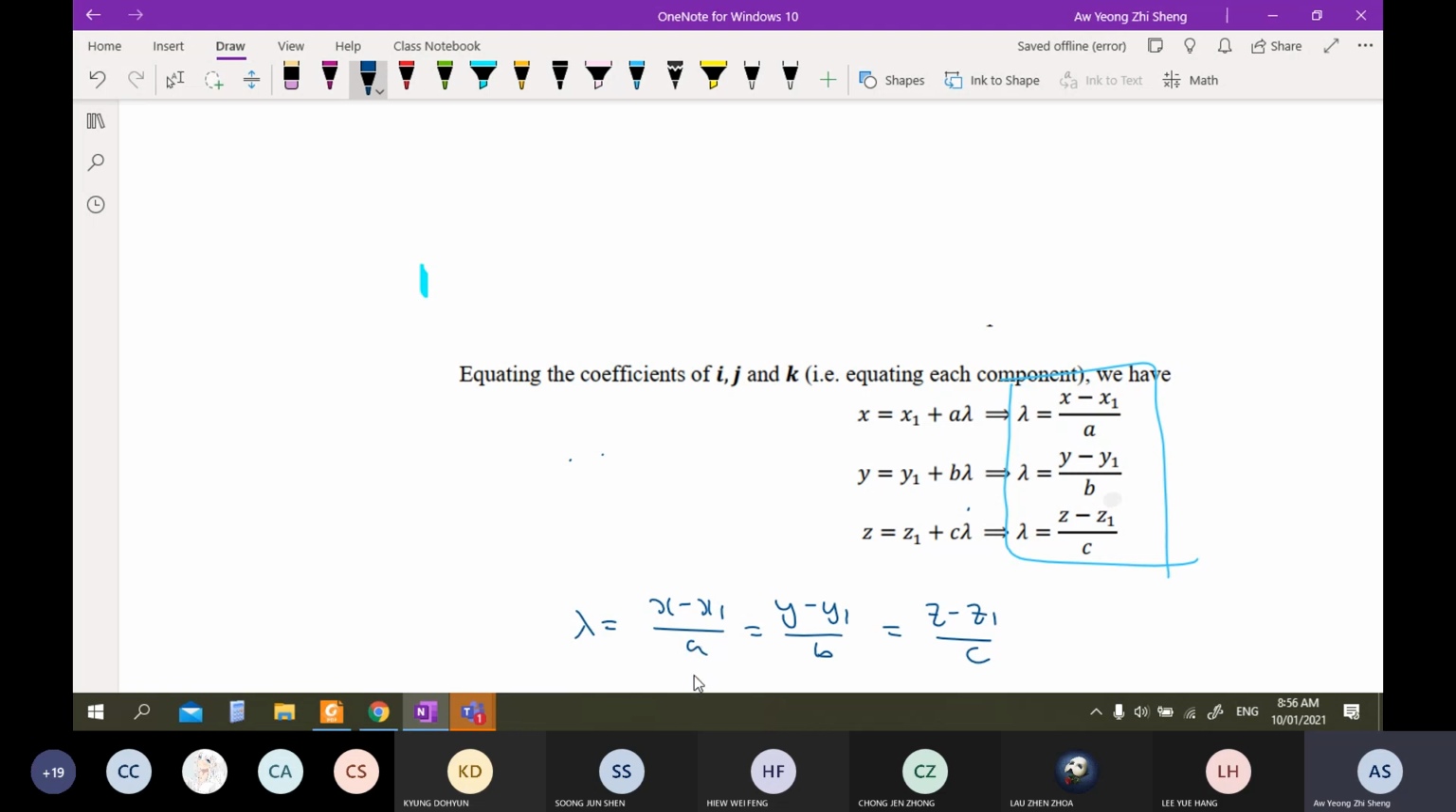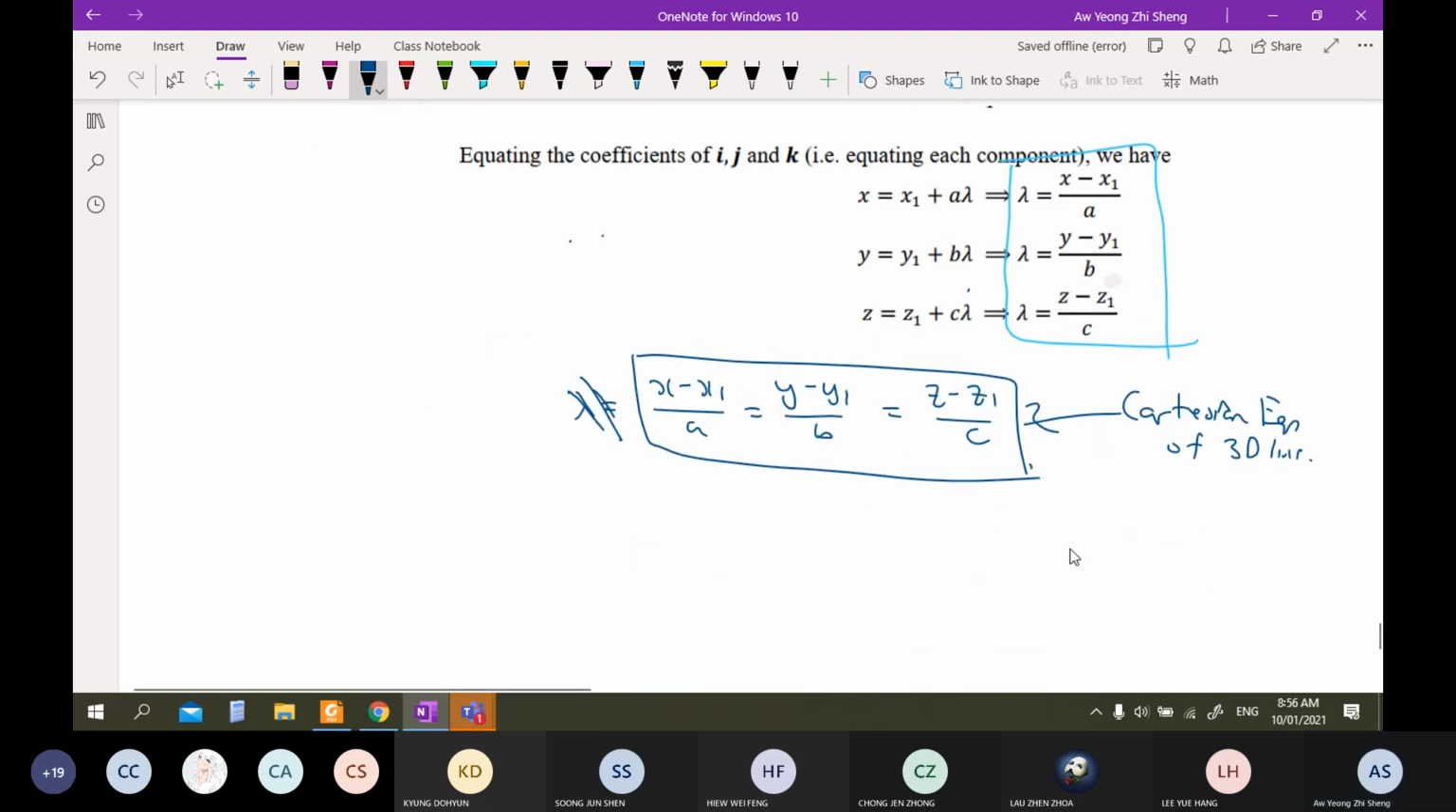But our whole purpose is to get rid of lambda. In the first place, our aim is to get rid of lambda, so of course we can forget about lambda. We just focus on this. So this will be the Cartesian equation of a 3D line. A Cartesian equation of a 3D line will have two equal signs linking up three fractions, so it looks more complicated as compared to a 2D line. For a 2D line, you only have one equal sign, but for a 3D line, you have two equal signs linking up three fractions. So how do we do conversion from one form to the other?